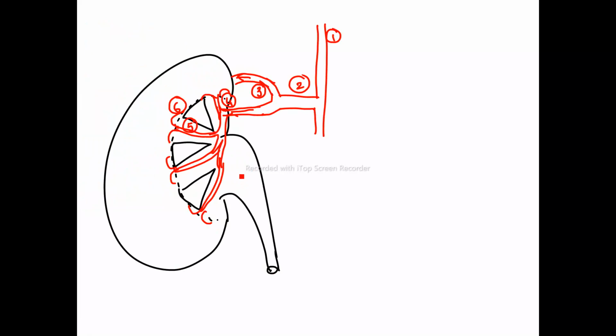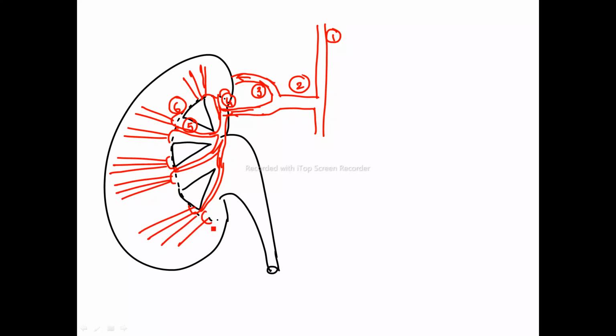Next, from this arcuate artery, a number of blood vessels will be moving all the way into the renal cortex. These are very straight arteries which will be all the way throughout this renal cortex. Its name is interlobular artery. This is blood vessel number 7.